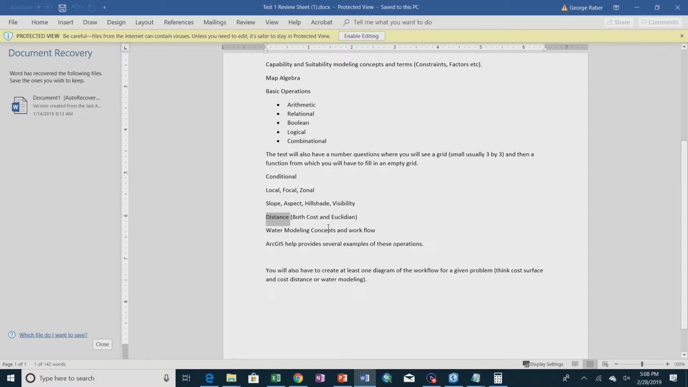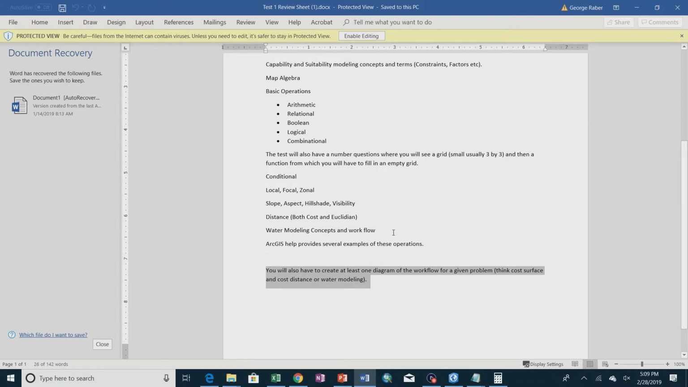All right. You should understand distance, both cost distance and Euclidean distance. So what do the cells represent in a cost distance raster? And then also look right here. You are going to have to create at least one diagram. It's either going to be the workflow from cost distance or it's going to be the workflow for water modeling. So you need to understand both of those workflows because one of the tests will require you to tell me each step in the process to get from point A to point B. So you need to go review those steps.